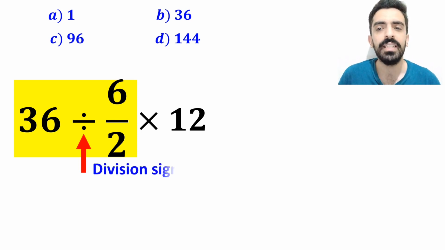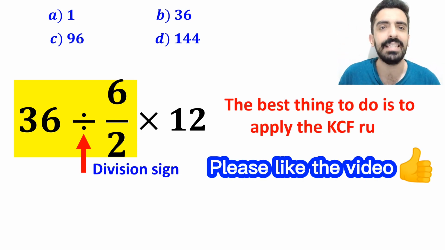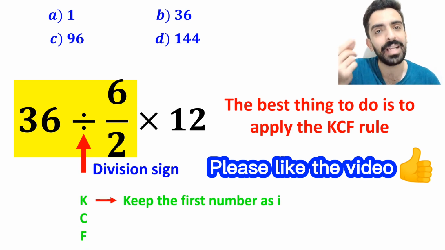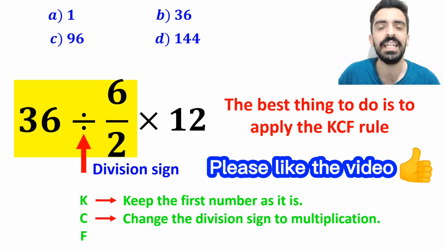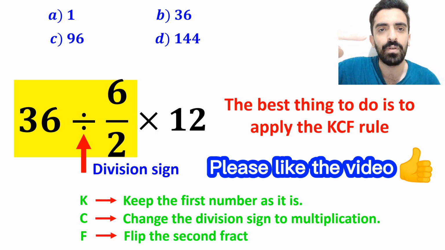Okay, whenever we see a division sign between two terms, the best thing to do is to apply the KCF rule. In this rule, K stands for keep the first number as it is, C stands for change the division sign to multiplication, and F stands for flip the second fraction.